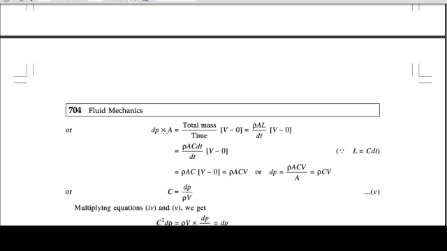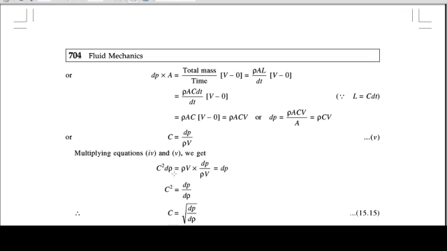Then if A is taken on the right side, we will get dp is equal to rho a c v upon a. Okay, the A's cancel out, so dp is equal to rho c into v. Then c is equal to dp upon rho v. This is our fifth equation. So here we are getting the value of c as dp upon rho v.